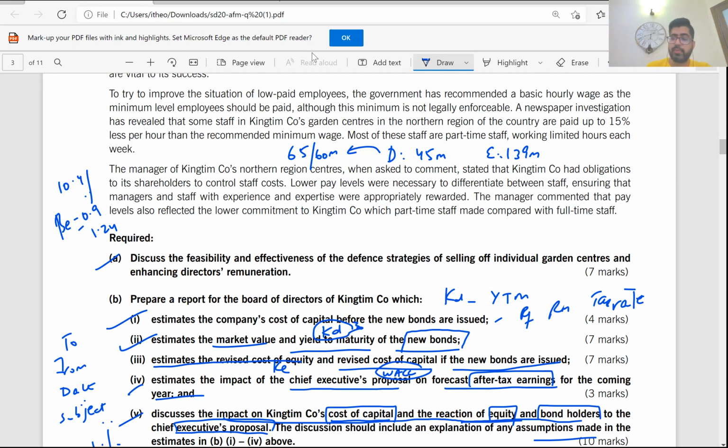Bondholders typically don't react too much because bondholders simply know that, okay, the company is raising further debt, whatever, we are going to get our interest. They don't have so much reaction. Okay, but overall, the cost of capital is rising.